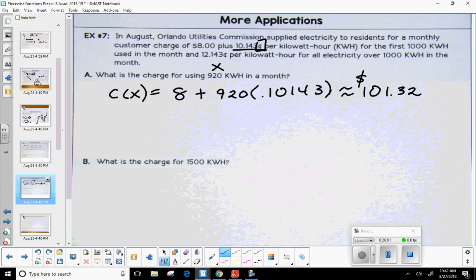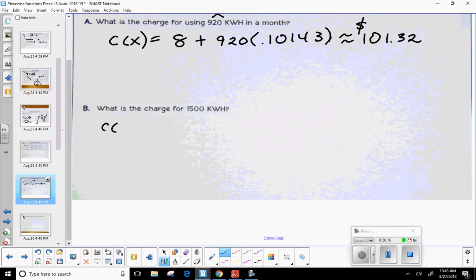Now, B is going to start looking at the rate that goes beyond 1,000 hours. But you can't forget about the rate below, because both are going to be applied. So it says, what's the charge for 1,500 kilowatt hours? Okay, so let's go ahead and break this down. C of X equals, now what's the base fee no matter what? $8 plus, now there's one of two ways you could do this. Oh, you already have the idea? 101. That's exactly right. That's what I was going to bring up.